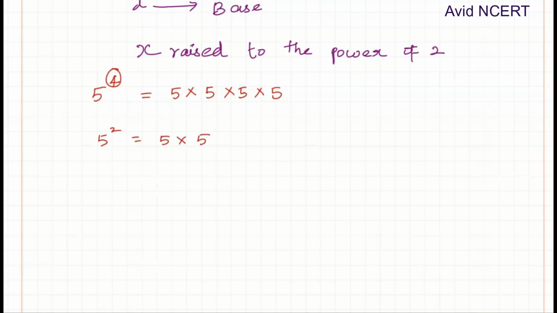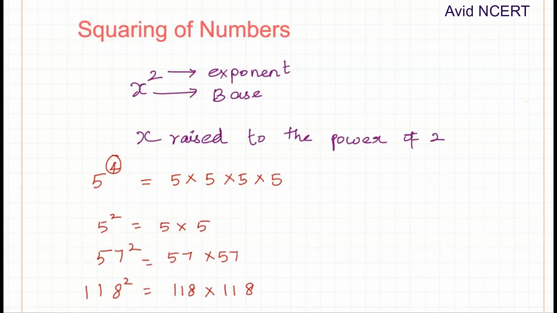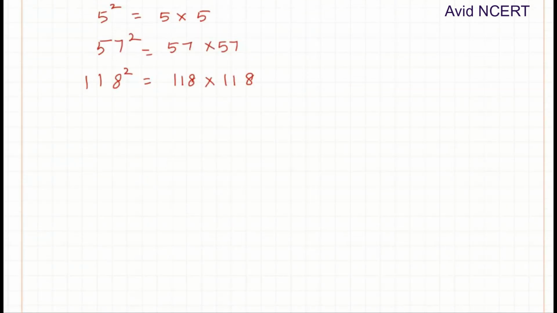That is called square. So anything like 15 square or 57 square, which means 57 times 57. If it is 118 square, it means 118 times 118. There are many methods to find the square of a number. I would recommend memorizing at least from 1 square to 30 square.